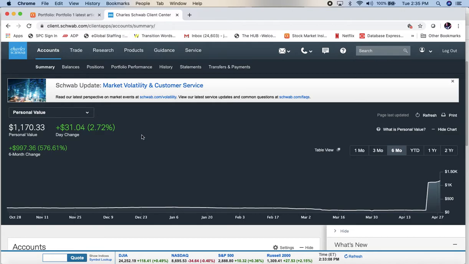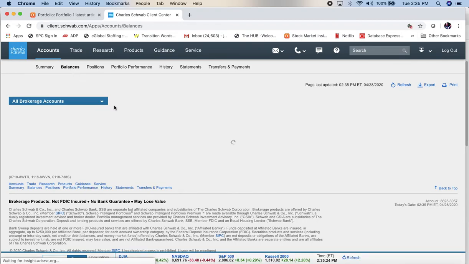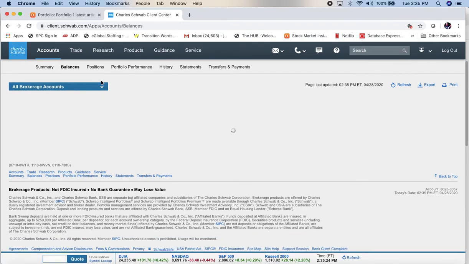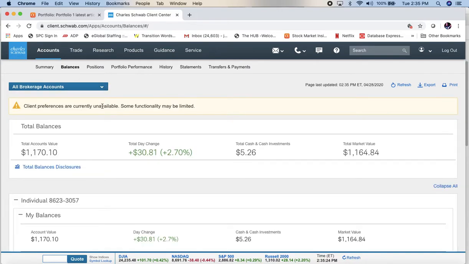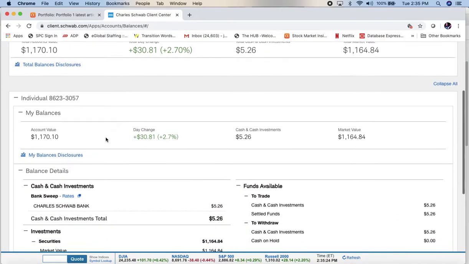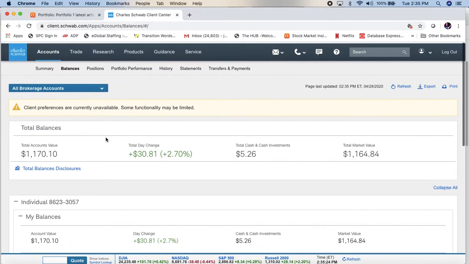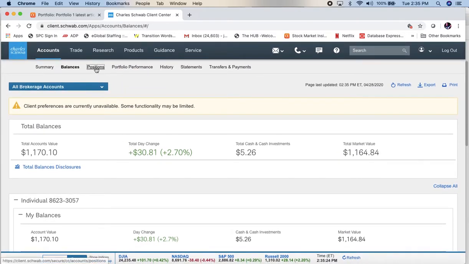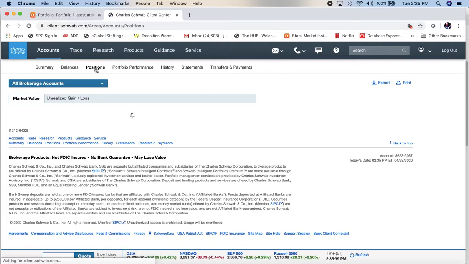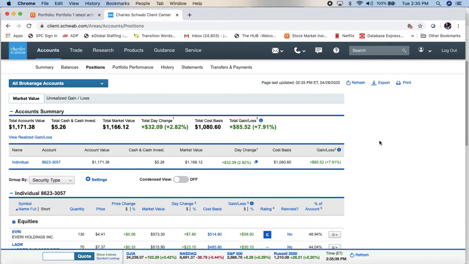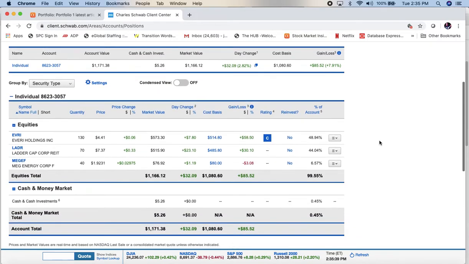$31.04, or 2.72%. So what do you get with your brokerage account? You get all kinds of neat things like balances. I can look at that if I want. This just shows you what I've done. Gives you the particulars on my positions. Shows you some of the stocks that I've purchased.